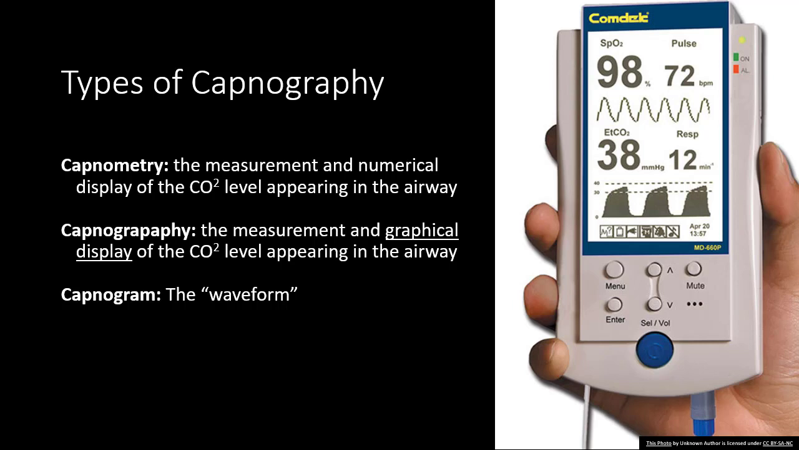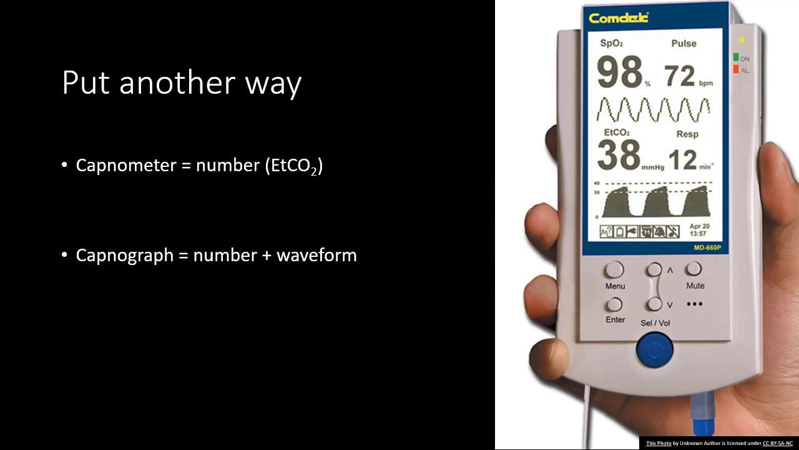There's capnography, which is the measurement of the graphical display, the waveform, and the capnogram is often described as the waveform itself. So put another way, the capnometer is the number, the capnograph is the number plus the waveform. And if you haven't figured it out by now, now's the point when I tell you that a number without the waveform is almost useless. The waveform is where it's at.